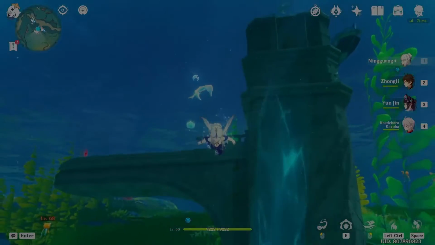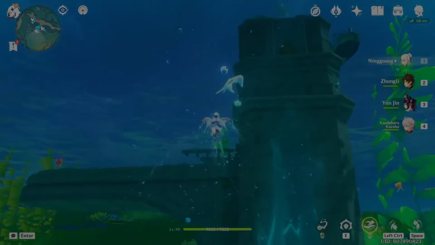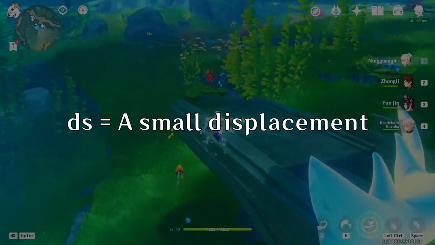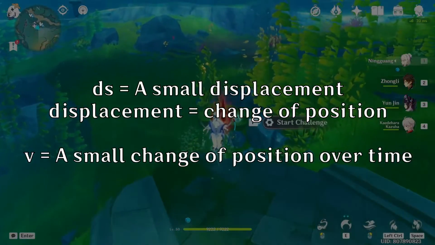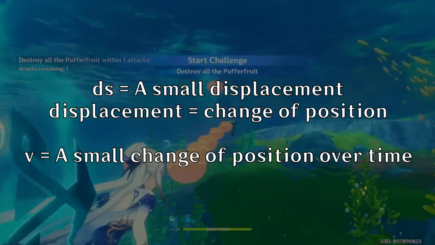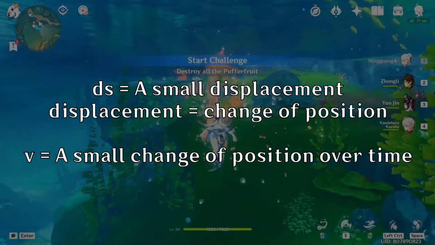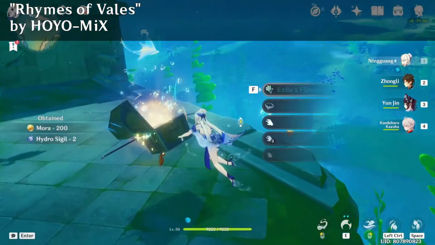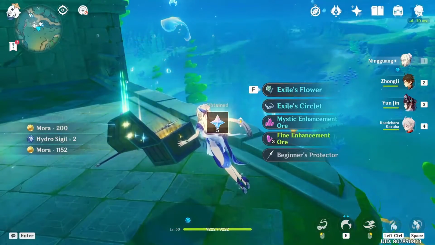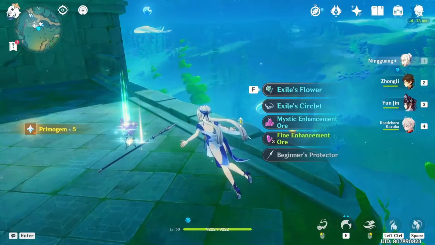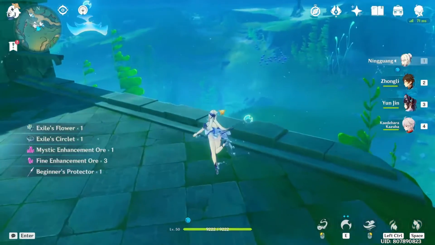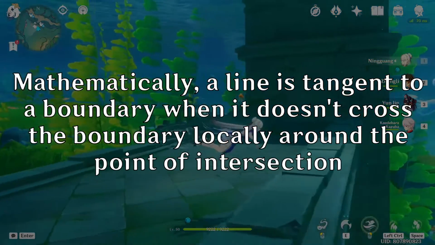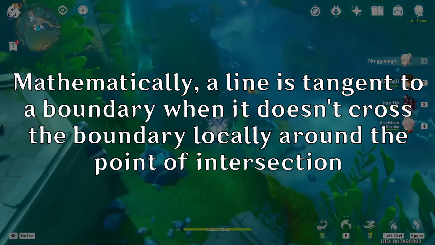I personally believe a better interpretation for ds is a small displacement. With ds being a small displacement, velocity just becomes a small displacement over a change in time. I just want to get that clear because I tend to get confused about it every now and then. When we calculate the velocity, we actually get something called the tangential velocity. The tangential velocity points in the direction the object is moving. When we say tangential, we just mean that it only intersects the path at one point.